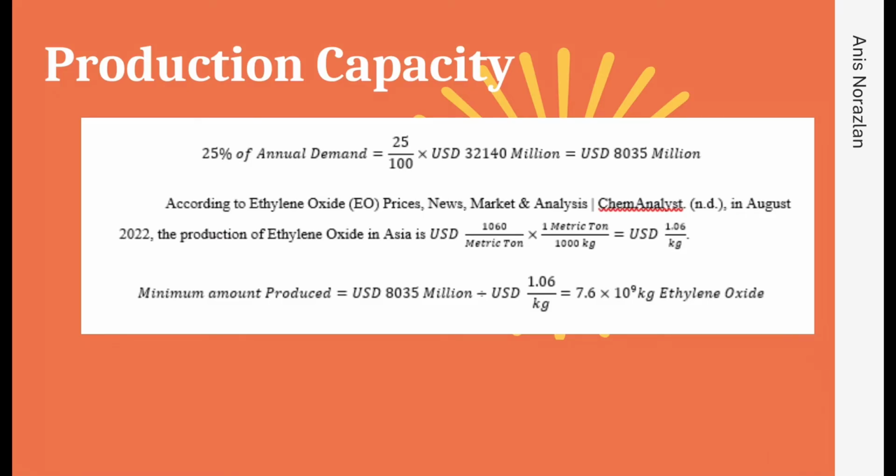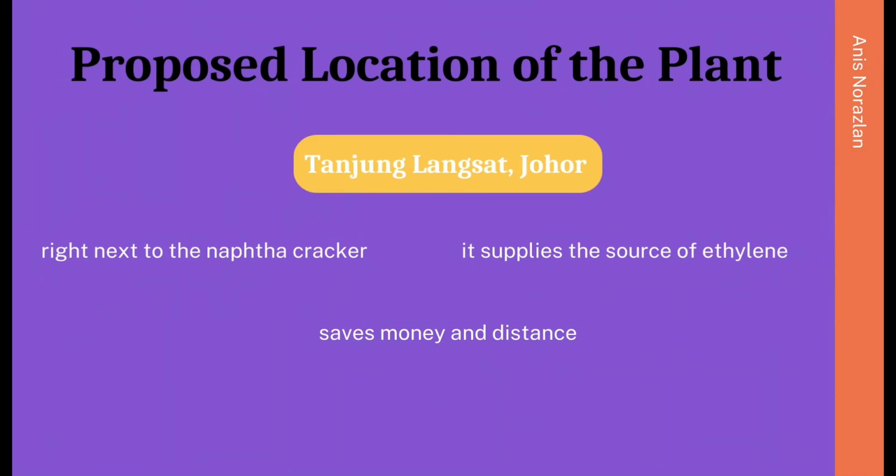For the production capacity, we need to fulfill 25% of annual demand, so we obtained 7.6 times 10 to the power of 9 kilogram ethylene oxide, which is the minimum amount produced based on the 25% of annual demand. For the proposed location of the plant, we proposed the location to be at Tanjung Langsat, Johor, because it is right next to the naphtha cracker where it supplies the source of ethylene, so it saves money and distance.